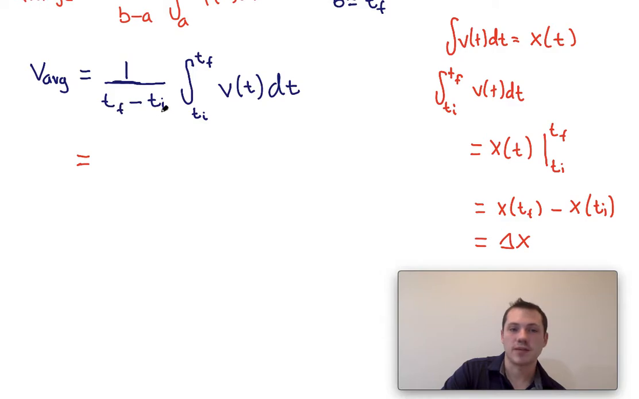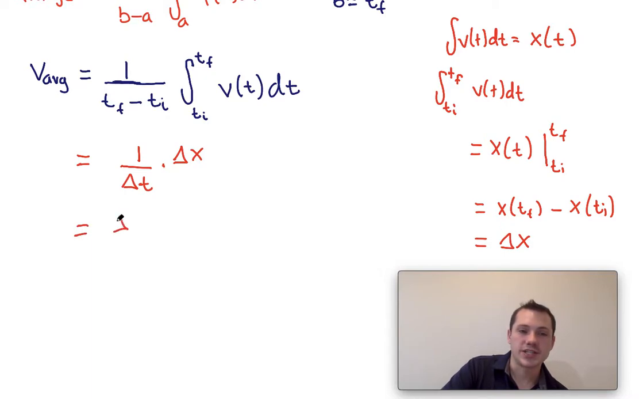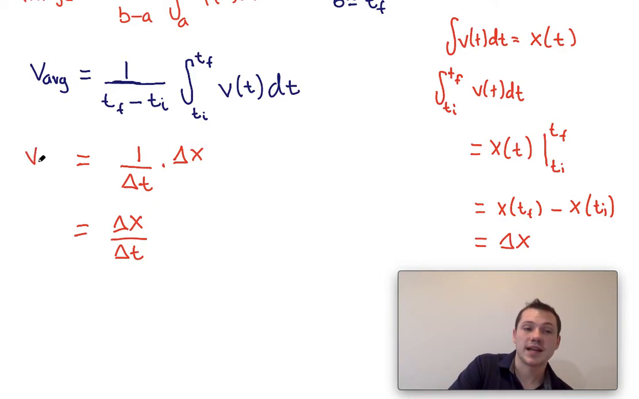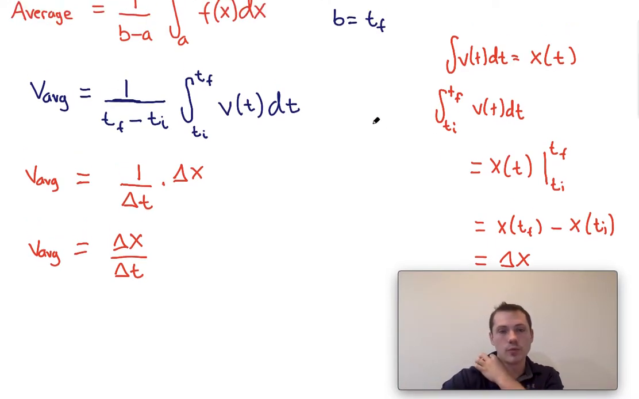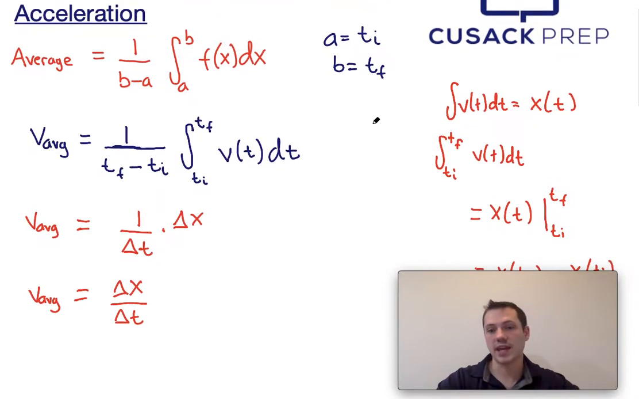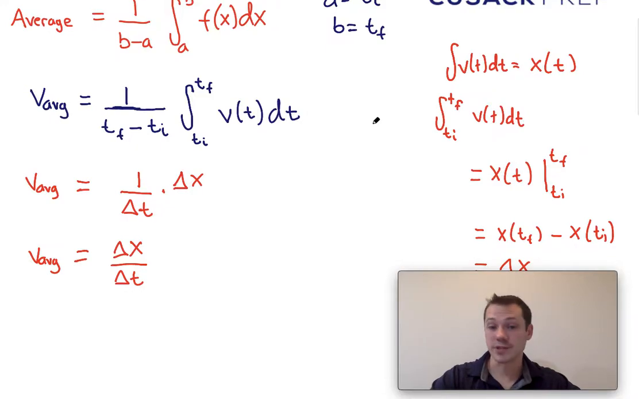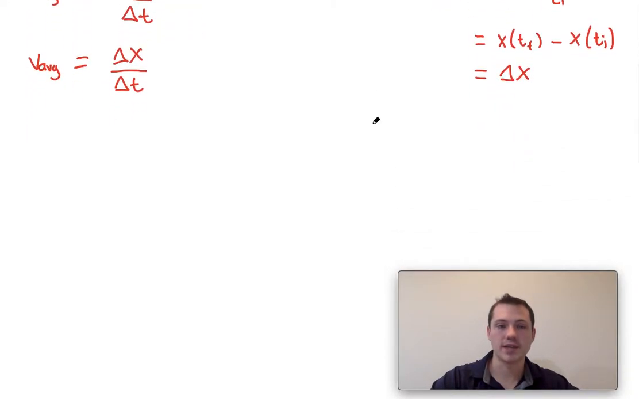And 1 over t final minus t initial is going to be 1 over delta t. And if I have 1 over delta t times delta x, that's just delta x over delta t. And that proves that our average velocity over some interval, t initial to t final, can be written as delta x over delta t. Now, in a completely analogous manner, we can do pretty much the exact same thing and show how average acceleration can be written. So I'm going to do that down here.